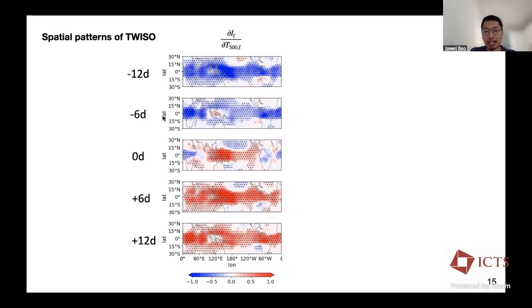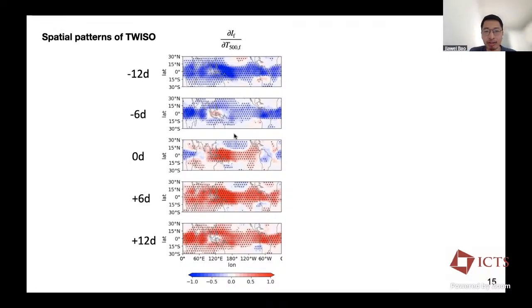And then by about day -6, you see this positive signal appearing over the American continent. And then at around day 0, this positive signal expands to the whole Pacific. By day +6, this positive signal is basically everywhere in the tropical atmosphere. And at day +12, we start to see a negative signal, which is a cooling signal, appearing over the maritime continent, signifying the negative phase of the oscillation.